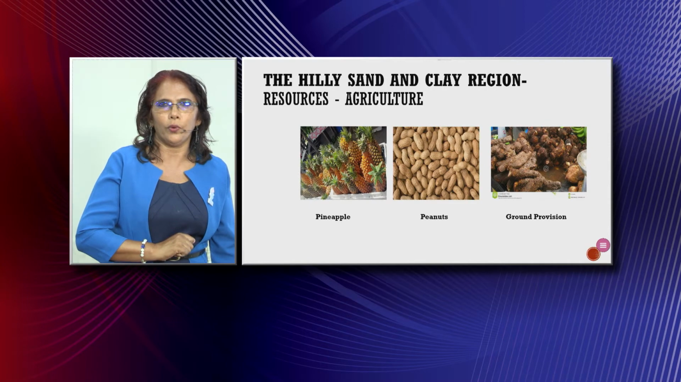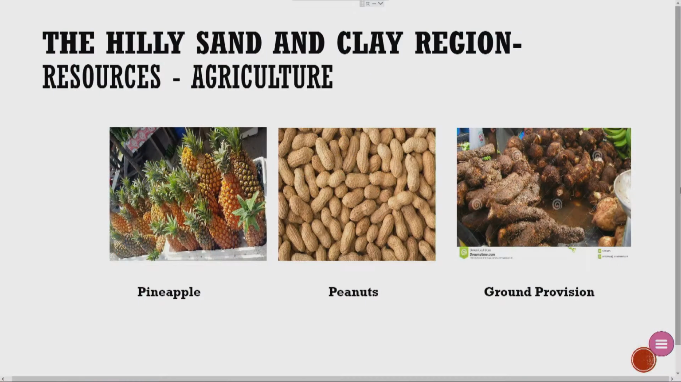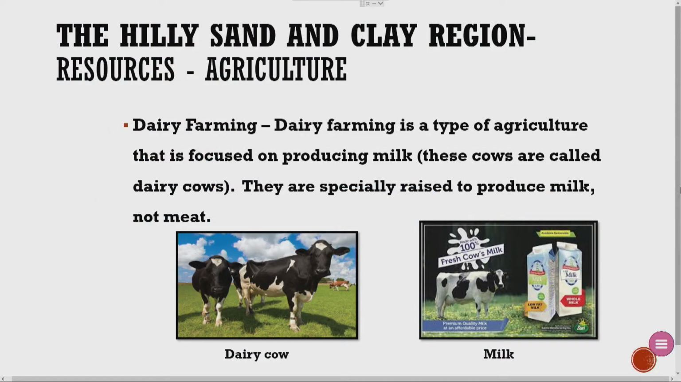We are continuing with our agriculture. We have pineapple, peanuts, and ground provision. Another type of agriculture in the hilly sand and clay region is dairy farming. Dairy farming is a type of agriculture that is focused on producing milk. These cows are called dairy cows. They are specially raised to produce milk, not meat.